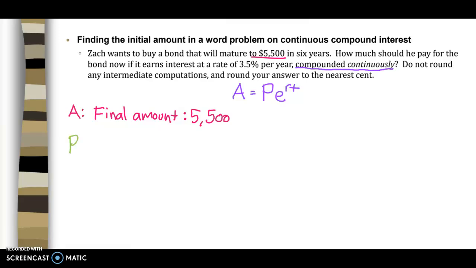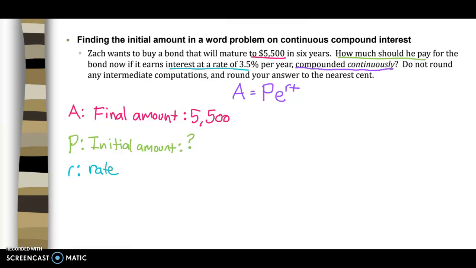What is P? P is the initial amount. And in this case, what is it? Well, how much should he pay? That is the question we're trying to answer. E, we know E is just a constant number, 2.718, etc. R. What is R? R is the rate.